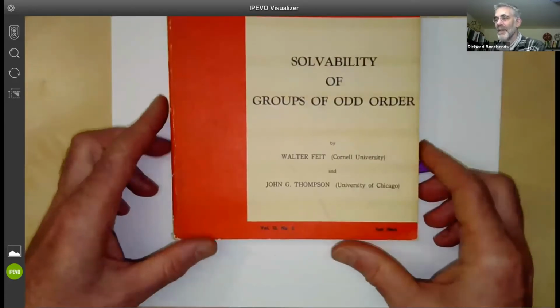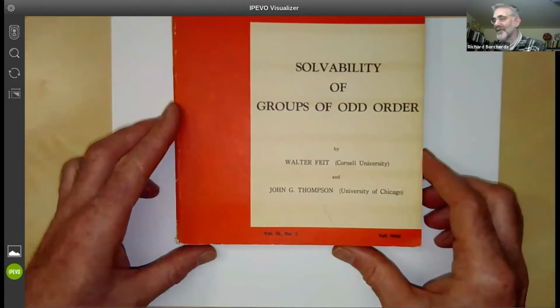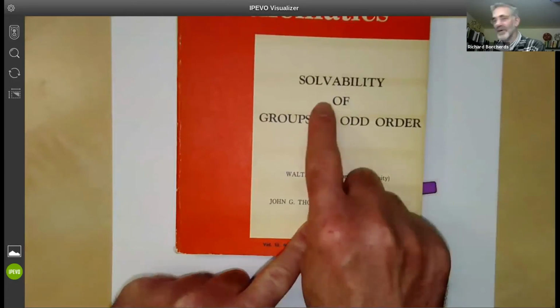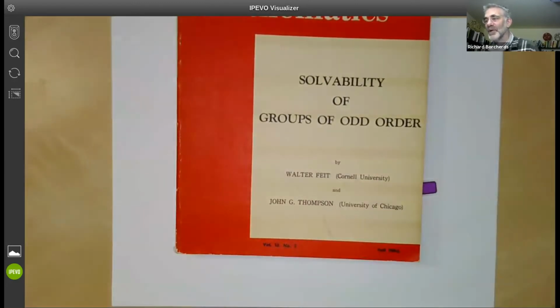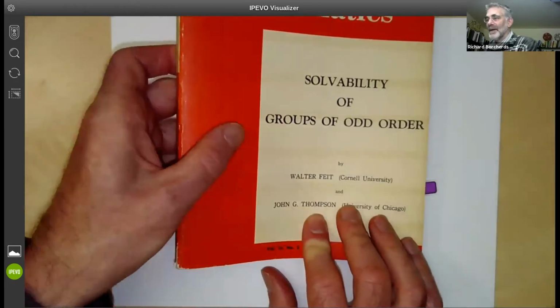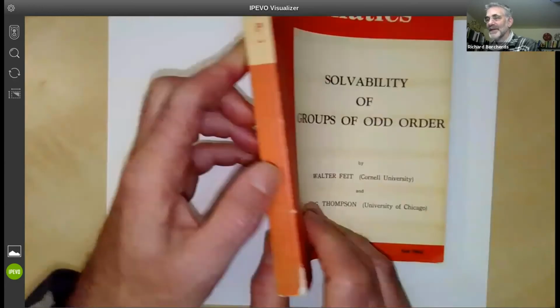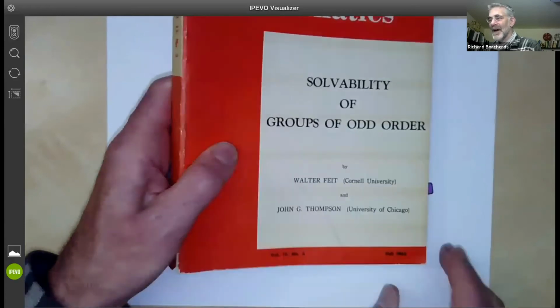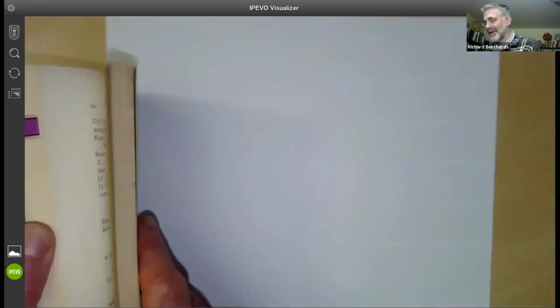Let me see. Okay, here we have the classification of simple groups of odd order by Walter Feit and John Thompson. So here their paper is called Solvability of Groups of Odd Order. And this paper takes up an entire issue of the journal, so it's about 250 pages long, and it is amazingly scary. Let me show you some of the bits of it.